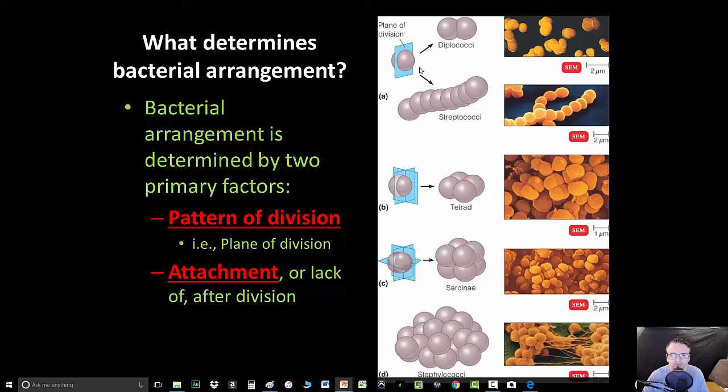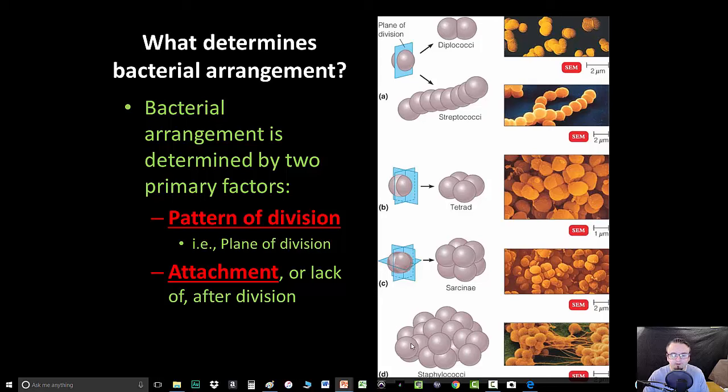Now, sometimes this plane of division will rotate during division, and when that rotates, coupled with attachment still, we can see that the cells grow in a different orientation. So, for example, forming a tetrad. This one is called a sarcina or cuboidal. I didn't have that one on the list there, but this one is shown in this figure where they attach in arrangements of 8 like that. And then staphylococci, what happens here is that the plane of division is random every time. It doesn't ever occur in the same place twice, back to back anyway.